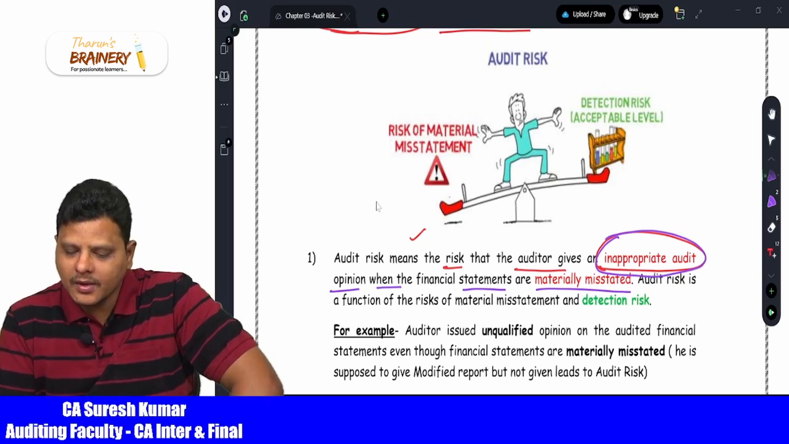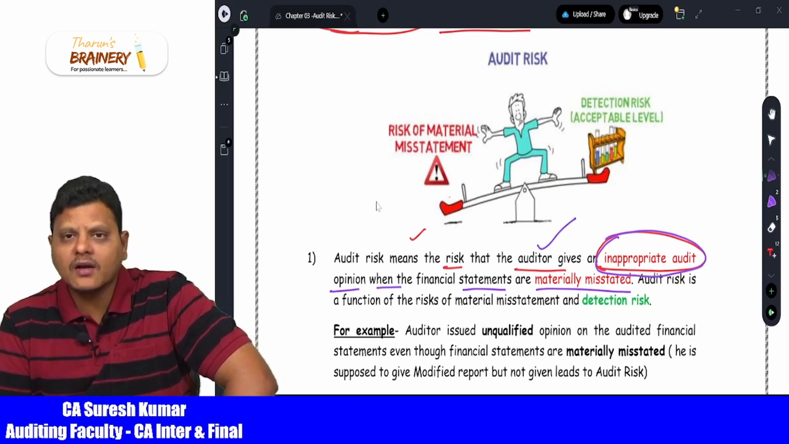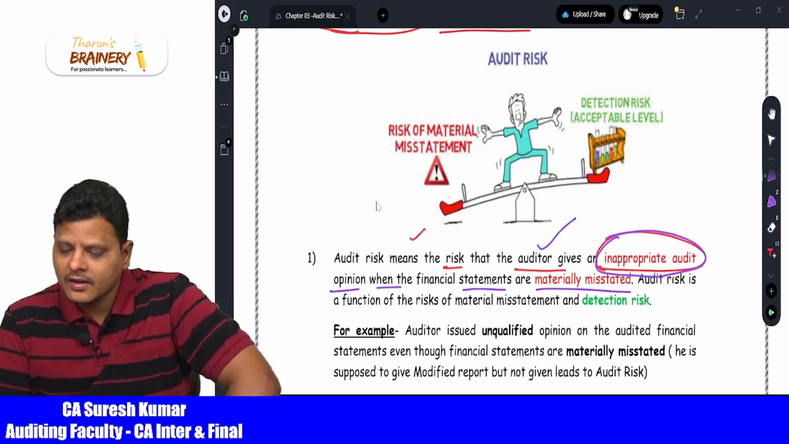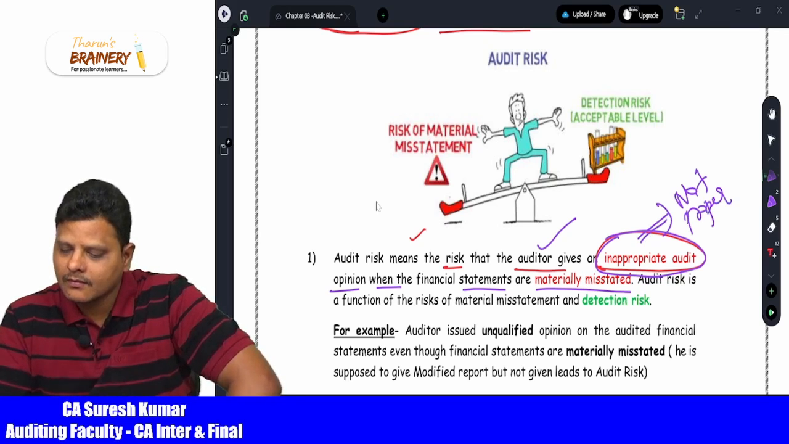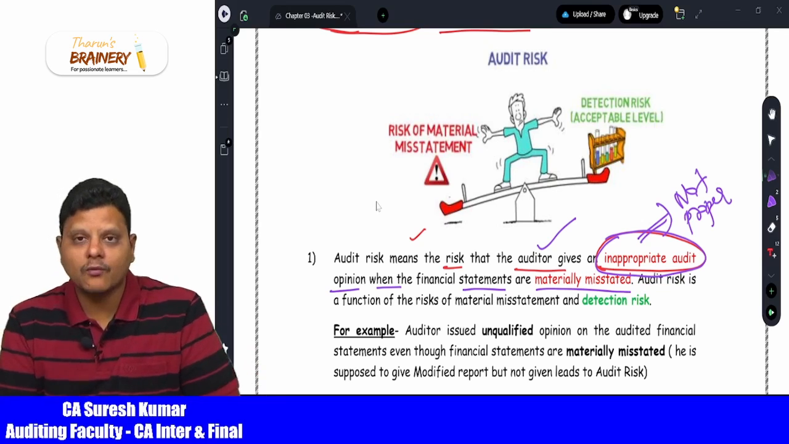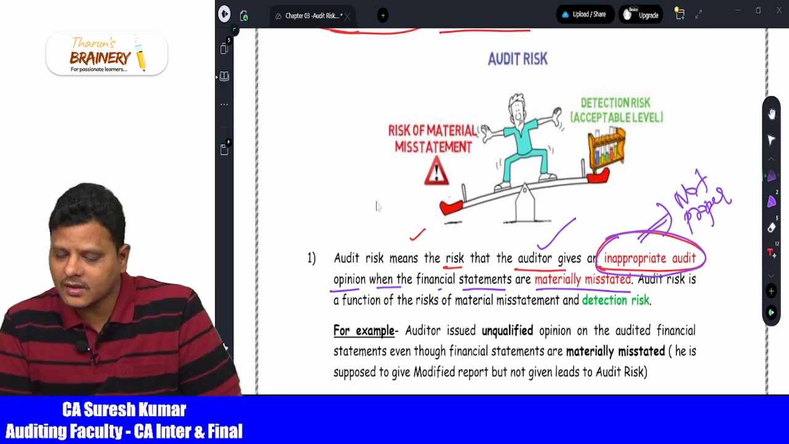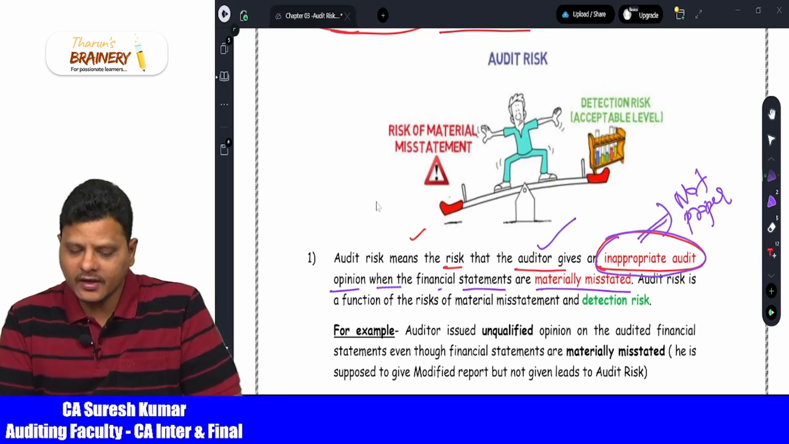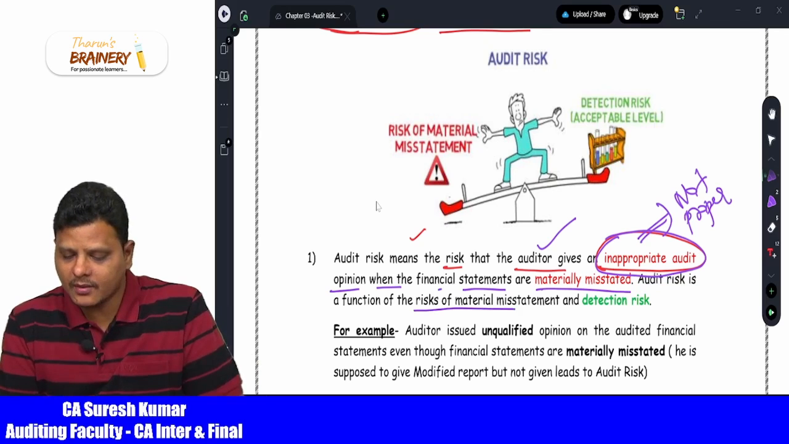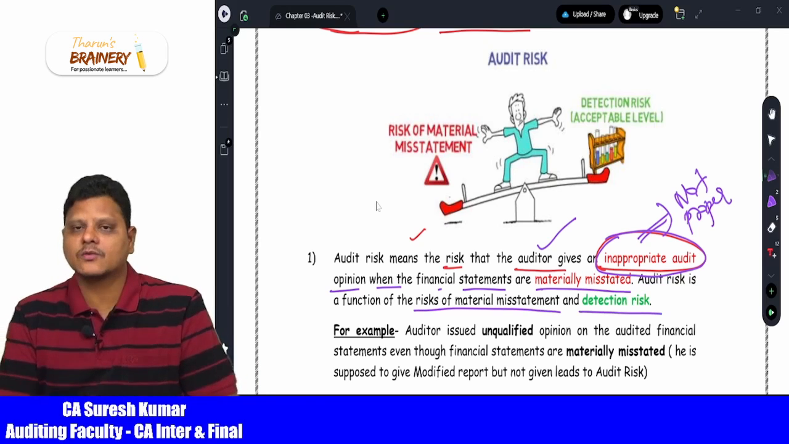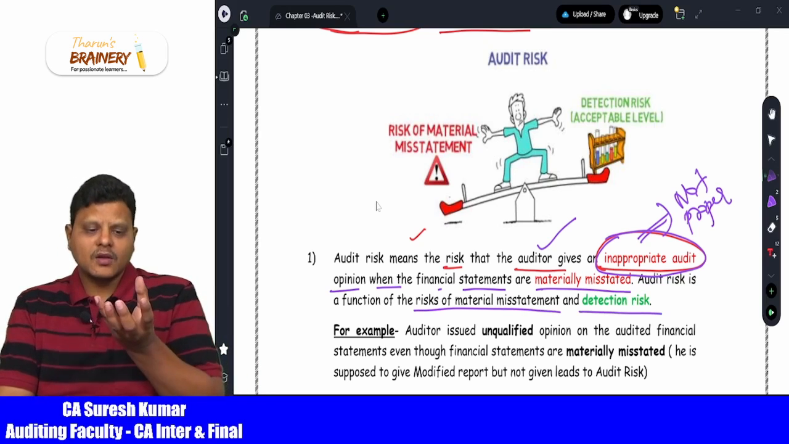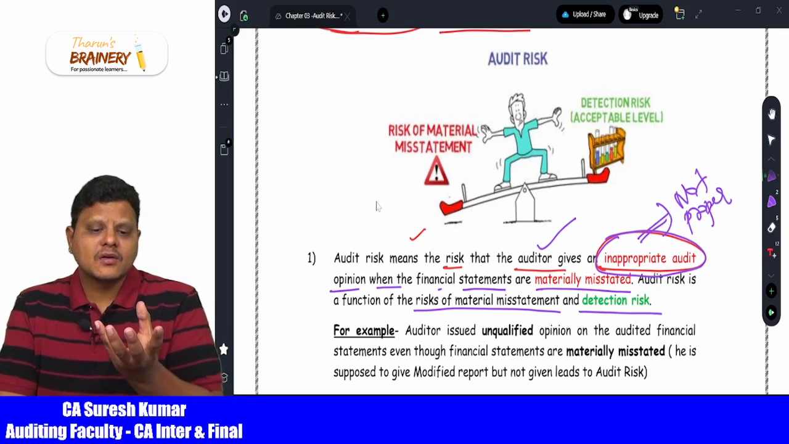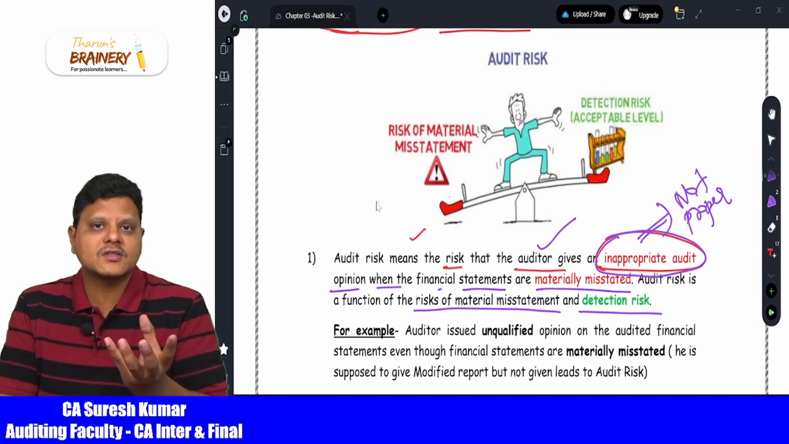Now the risk means the auditor of the company gives an inappropriate opinion, that means not a proper opinion, when the financial statements are materially misstated. The audit risk is a function of the risk of material misstatements and detection risk. Now the material misstatements happen in the financial statements.